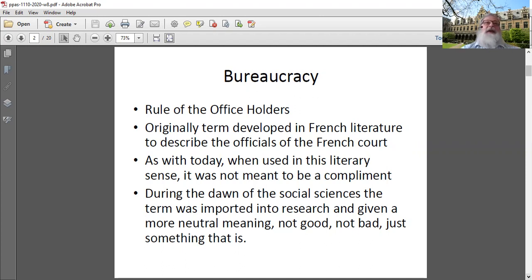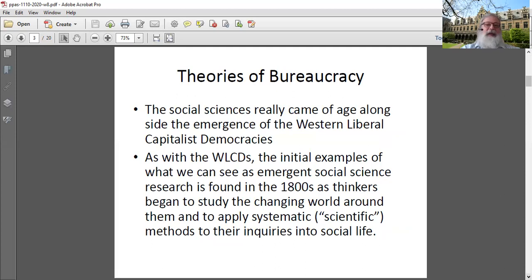Now, during the dawn of the social sciences in the 1800s, the term bureaucracy was imported into research and given a more neutral meaning. Not good, not bad, just something that is in the modern world. And it's important to note, as we may have mentioned a couple times before in this class, that the social sciences really came of age alongside the emergence of our regime, Western liberal capitalist democracy.